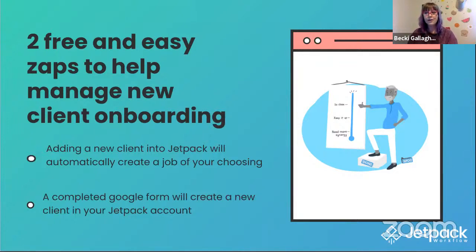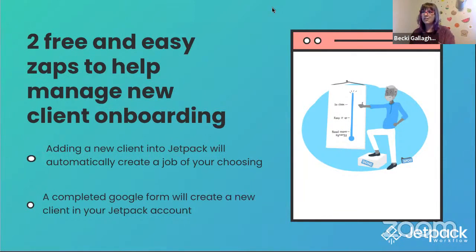The 2 that we're going to talk about here are, first, adding a new client into Jetpack manually, which will automatically create a job from templates that you have set up within your account. And then we're going to talk about what Heather had mentioned earlier about completing a Google form, and that information will flow into Jetpack Workflow as a brand new client for you. So you don't have to manually update the client information. You can get it right from that form, and it maps right into Jetpack. We'll look at what that all looks like with taking each piece of information from that Google form.